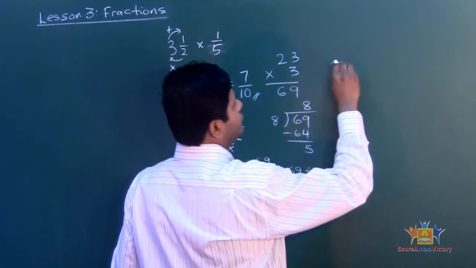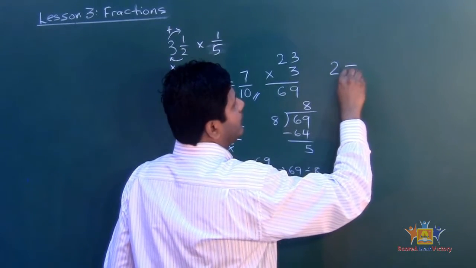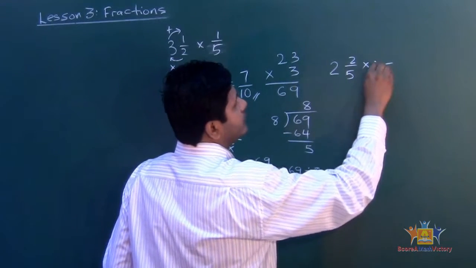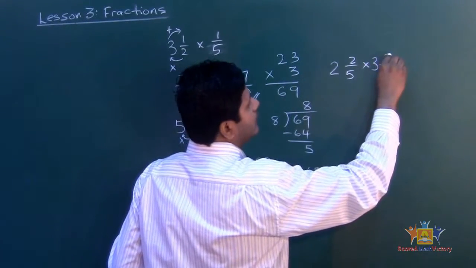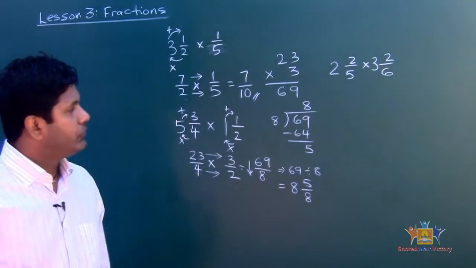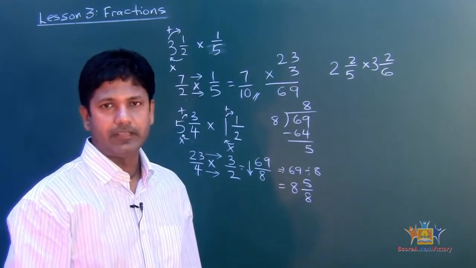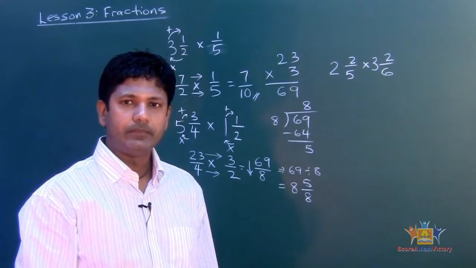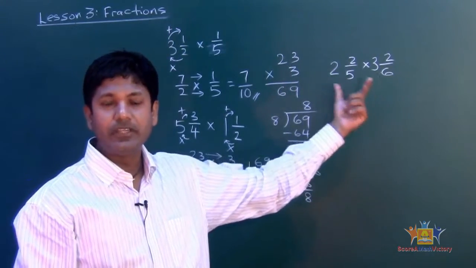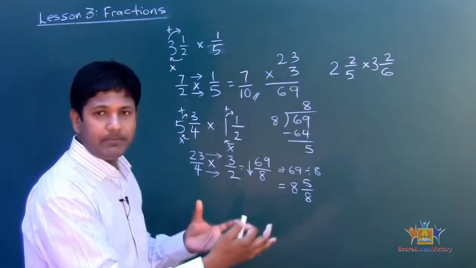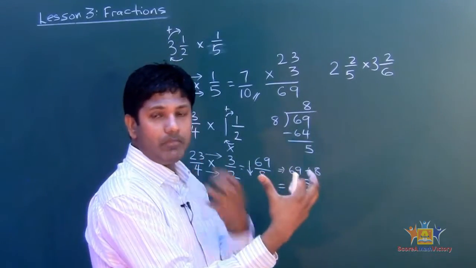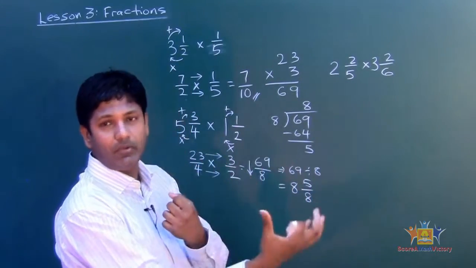Let's see, for example, if I have 2 and 2 over 5, and then multiplying that with, let's say, 3 and 2 over 6. All right, let's do that. That sounds good? Okay, 2 and 2 over 5 times 3 and 2 over 6, and we're going to multiply that. How do we do that? Good job. Convert that, okay? Change both of those mixed numbers into improper fractions, because when you multiply, you've got to have two fractions multiplying. You cannot have a whole number multiplying with a fraction, or a mixed number multiplying with a fraction, or a fraction multiplying with a whole number, or vice versa.